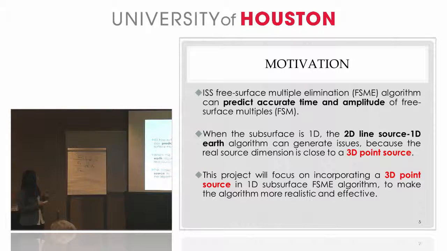Well, if we consider the source dimension in the real data is a 3D point source, which means it's a local source like a dynamite, and you directly apply this algorithm assuming a 2D line source on your data, which means you mismatch the source dimension in your algorithm and in your data, you will have issues. This project will focus on incorporating a 3D point source in the 1D Earth free surface multiple elimination algorithm. And we will start from a complete 3D theory, reduce the Earth from 3D to 1D, which means our reduced algorithm will remain the 3D point source assumption. That will make the algorithm more effective and realistic.